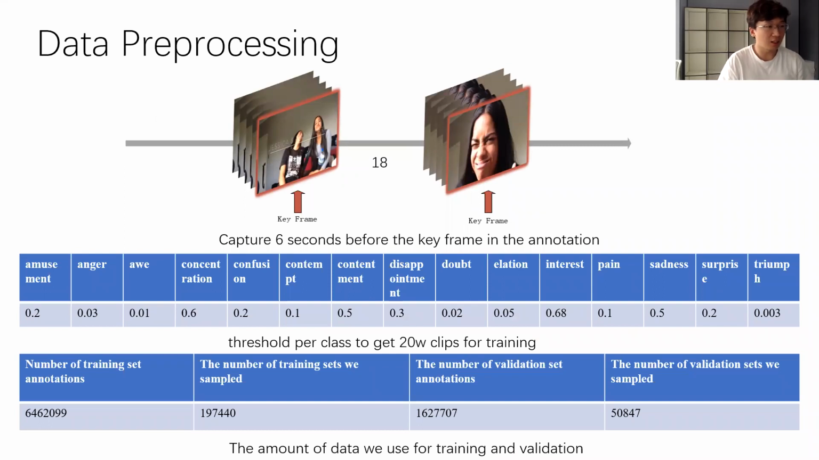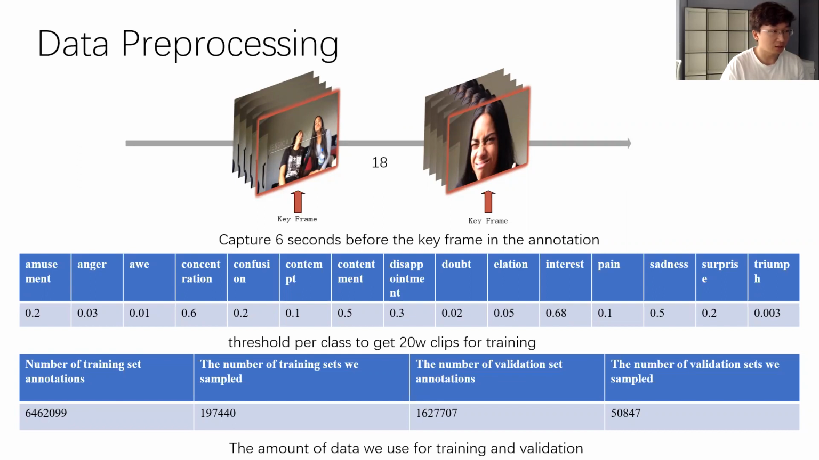Since the amount of all annotations is too large, we sampled 200,000 samples from the original training set. We set the sampling interval to 18 and set a threshold by category to skip the cases where all kinds of expression scores are below the threshold.